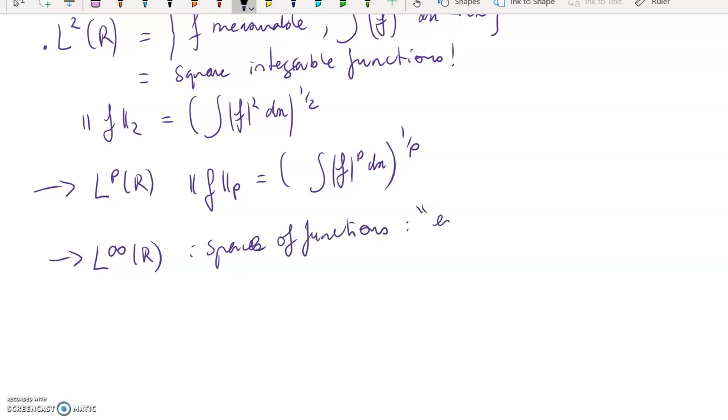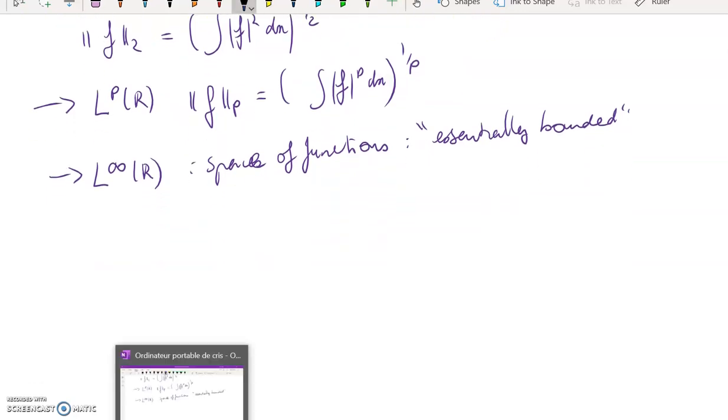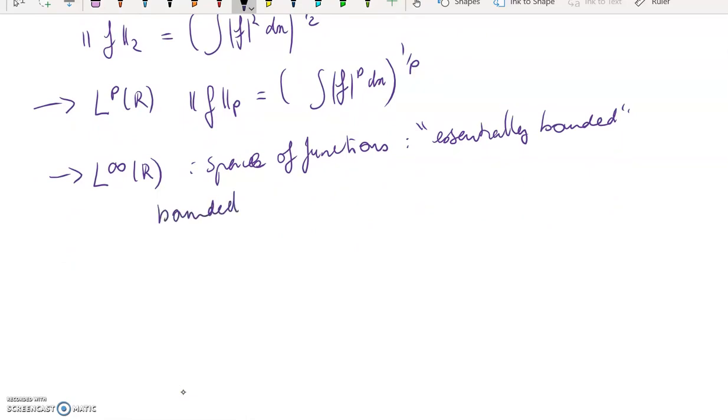that are called essentially bounded. What does it mean? Well, to make it quick, you can just talk about the space of bounded functions, bounded except on a set of null measure. Okay, so bounded almost everywhere. The thing is that it's a bit more precise than that.